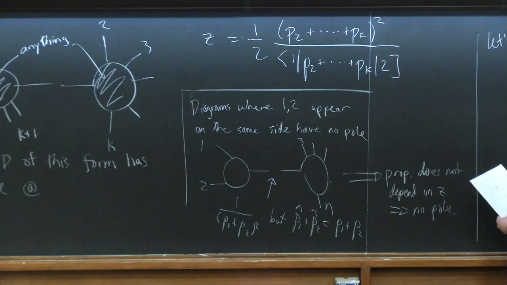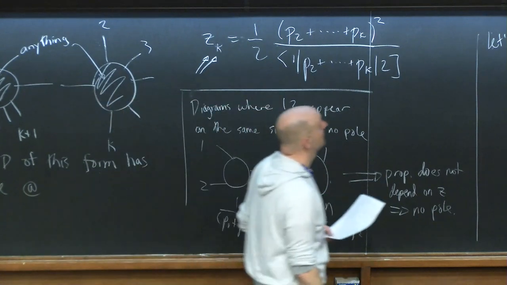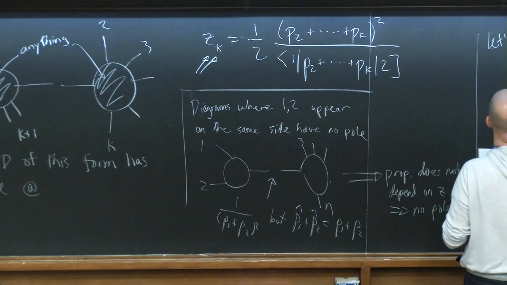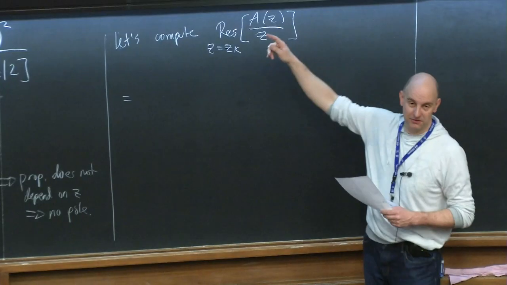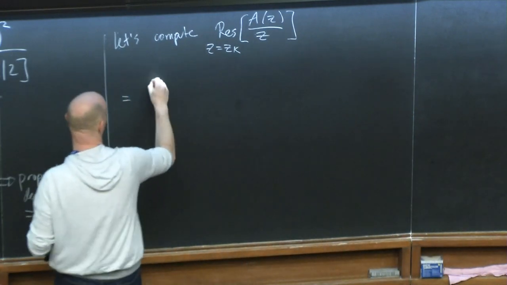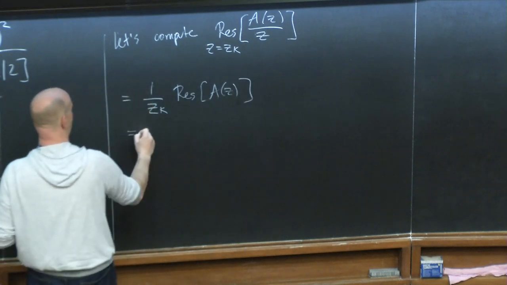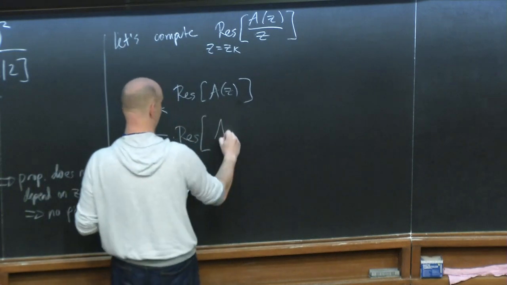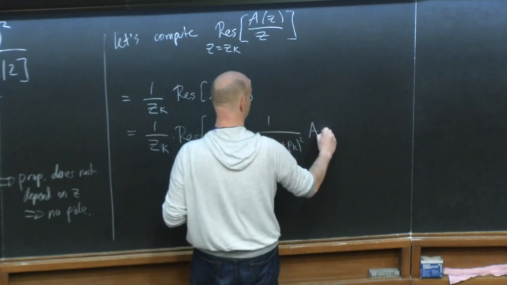Let's compute the residue. Let me call this z_k. Let's compute the residue of A(z)/z at z equals z_k. Whenever you're calculating a residue, you can always pull out anything that's non-singular. So it's going to be 1 over z_k, I can just pull that factor out, times the residue of A(z). And this is going to be 1 over z_k times the residue of, let's call it A left, times 1 over (p2 plus p_k) squared, times A right.